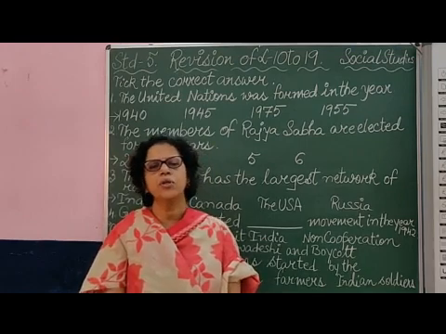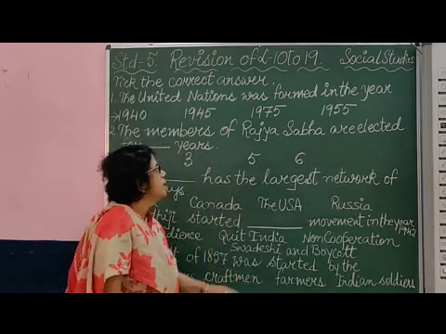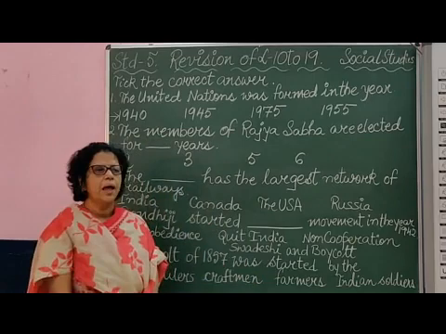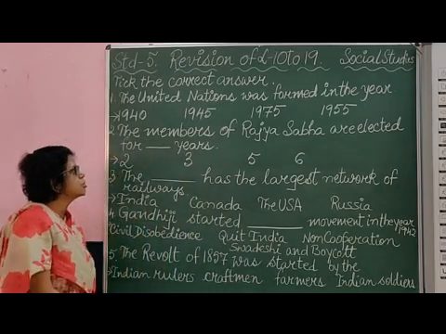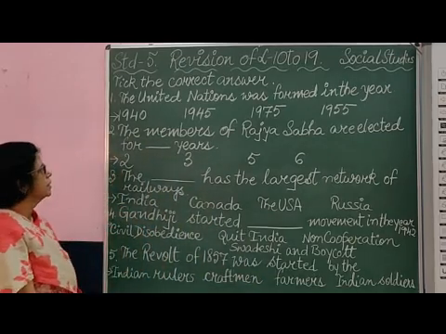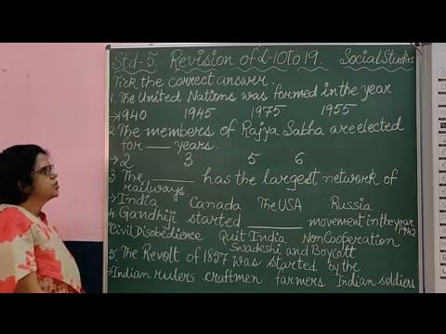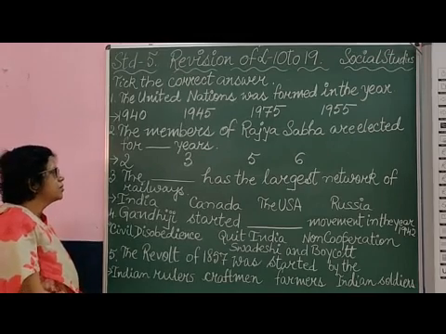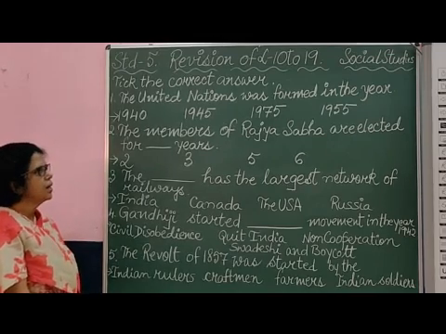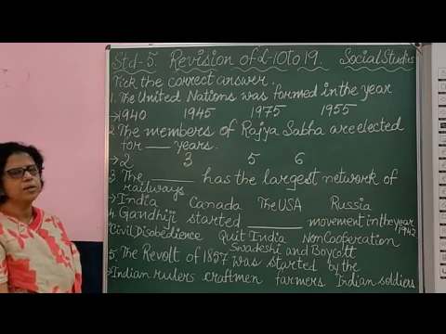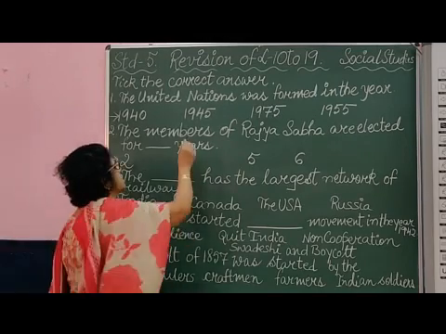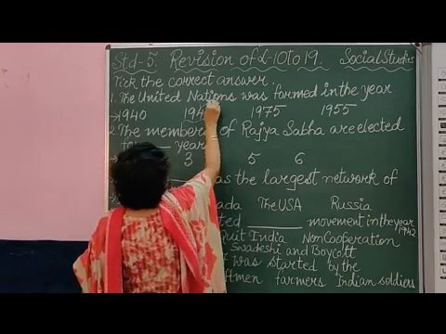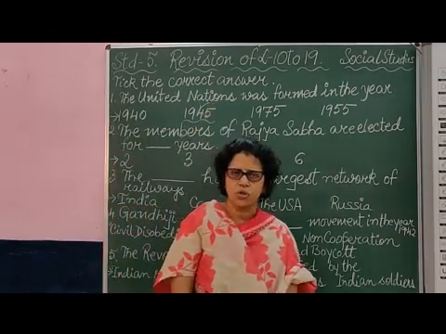This week we are going to do revision of lesson number 10 to 19. And here we have the first set of questions, that is tick the correct answer. The United Nations was formed in the year 1940, 1945, 1975 or 1955. As you know, it is 1945 on 24th of October.